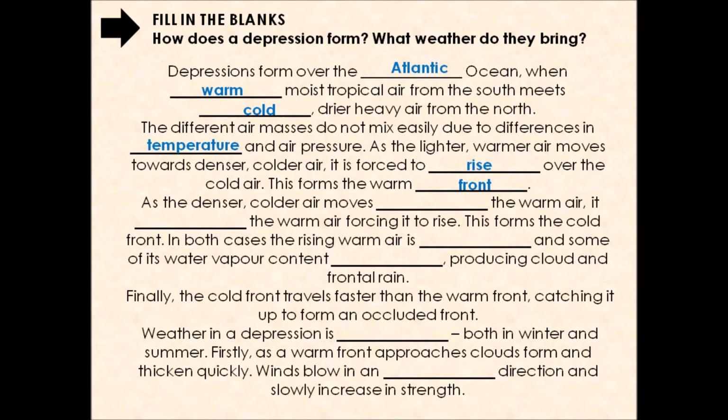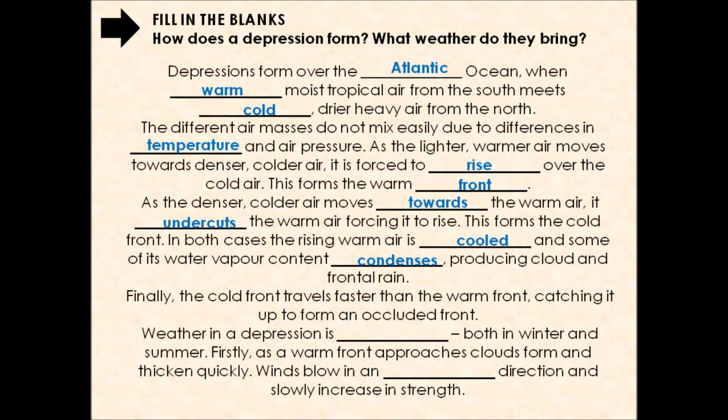And as that denser, colder air moves towards the warm air, it undercuts that warm air, forcing it to rise. This forms what we call a cold front in our depressions, our areas of low pressure. And in both cases, the rising warm air is cooled and some of its water vapour content then condenses, and that produces cloud formation and frontal rainfall, which hopefully you have gone through in my previous video on types of rainfall.